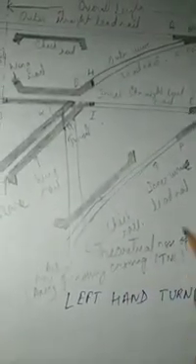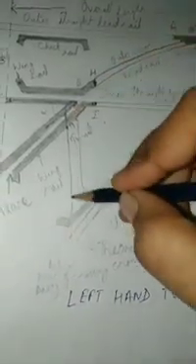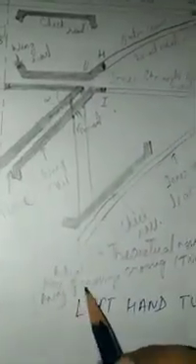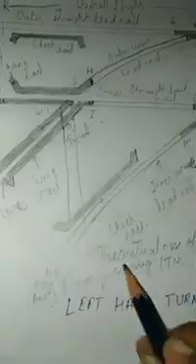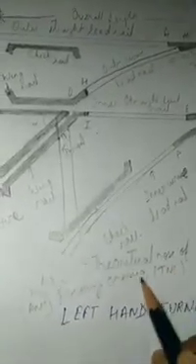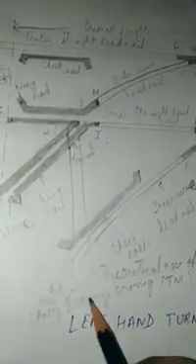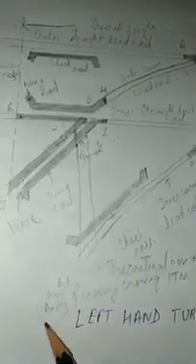Then comes this end, which is the theoretical nose of crossing, TNC, and from here the arrow mark given is the actual nose of crossing. I'm repeating again, the terms are theoretical nose of crossing, TNC, and actual nose of crossing, ANC.